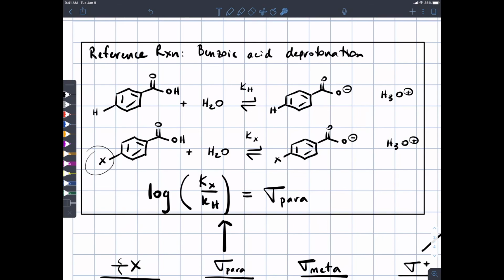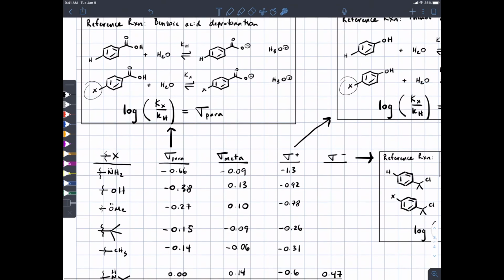doesn't tell you how good a group is at resonance donation versus inductive donation, because you've got both things going on there. So people have tried to parse out how you might do this, and they've done this by using different reference reactions. I won't say anything about the sigma meta values. You get those from doing this same analysis, but having the substituent in the meta position.